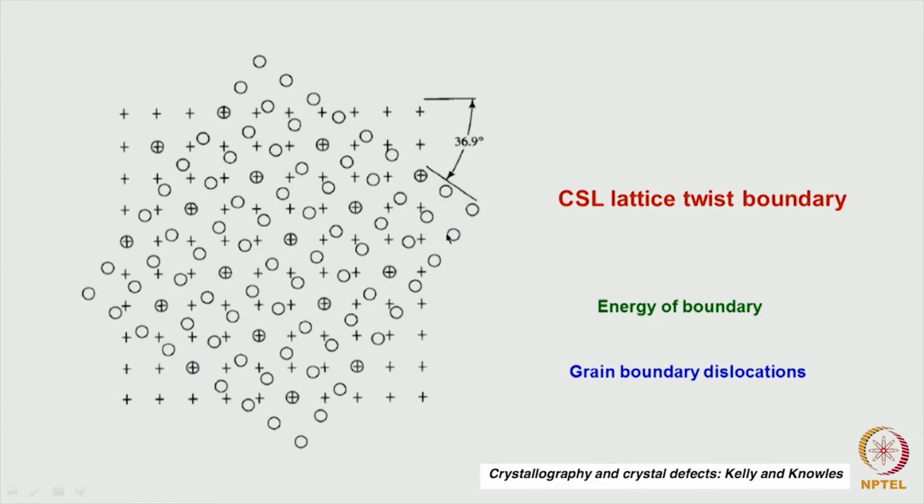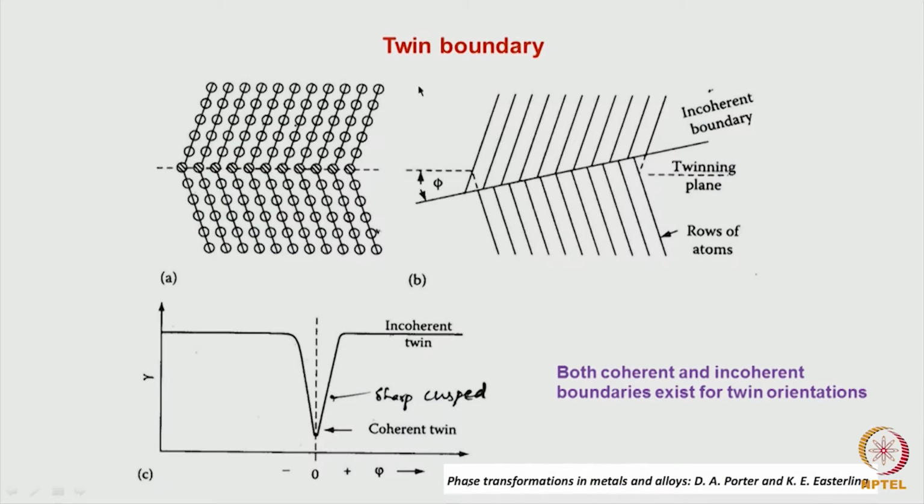So here, because this is also a simple cubic lattice which is being considered, this is a sigma equals 3 type of boundary. Here, just showing a twin boundary. If you look at this particular type of orientation, the boundary is perfectly coherent, right? And if you look here, the orientation remains the same, but the boundary plane is a different one. This becomes an incoherent boundary.